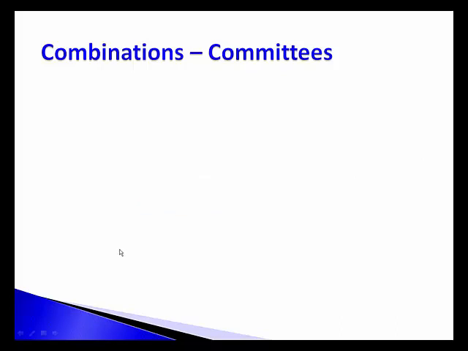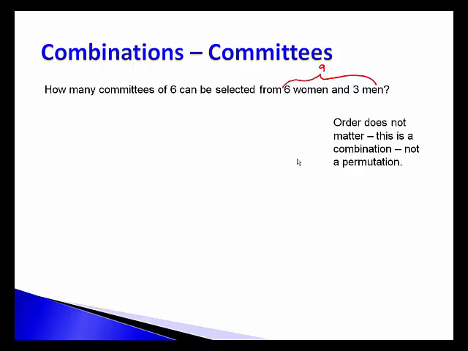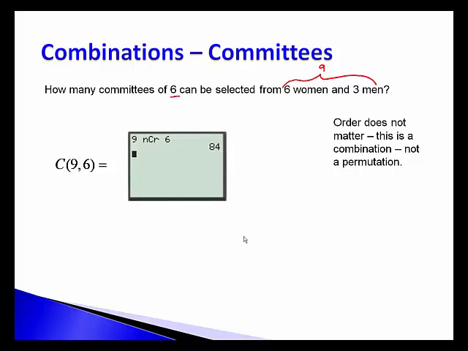Let's look now at another problem. How many committees of 6 can be selected from 6 women and 3 men? Well, what you should notice is that this right here really is irrelevant. It's just 9 people. So the real question is, how many committees of 6 can be selected from 9 people? Order doesn't matter. It's a combination. It would be a combination of 9 things taken 6 at a time, since we want 6 on our committee. The calculator would look like this, and we would get 84 for the answer.